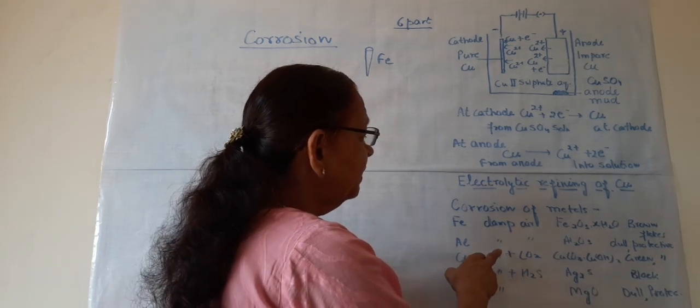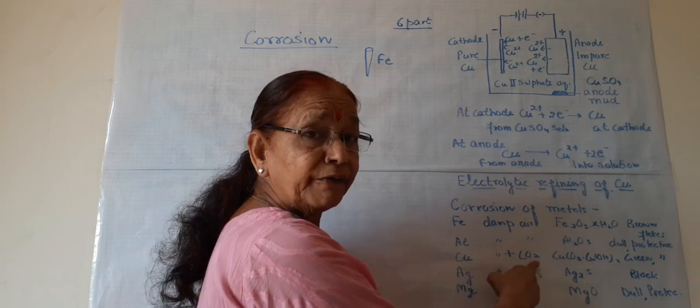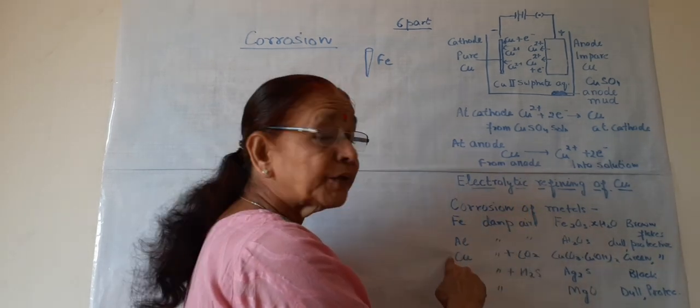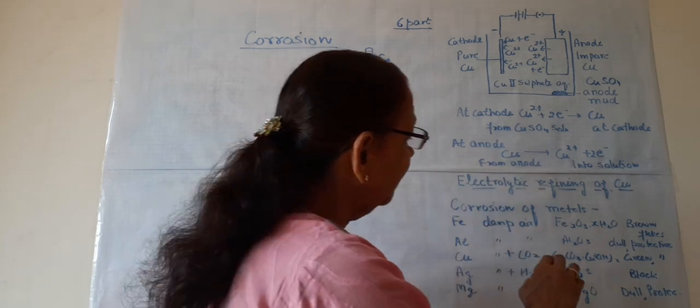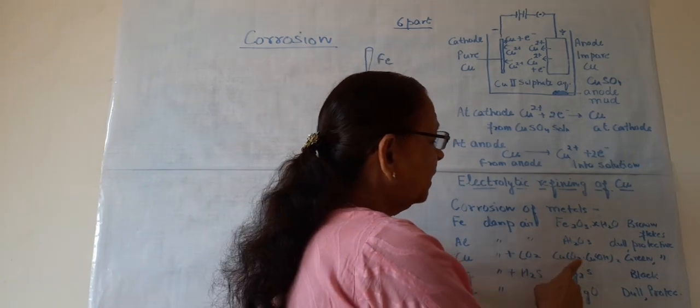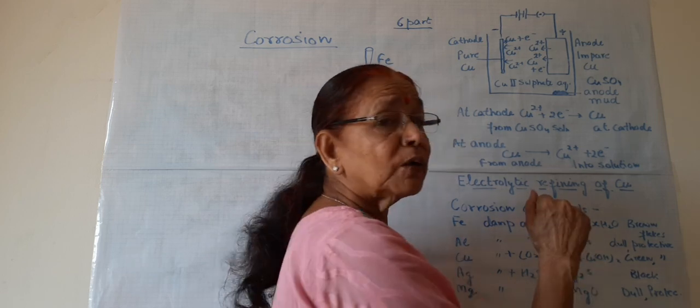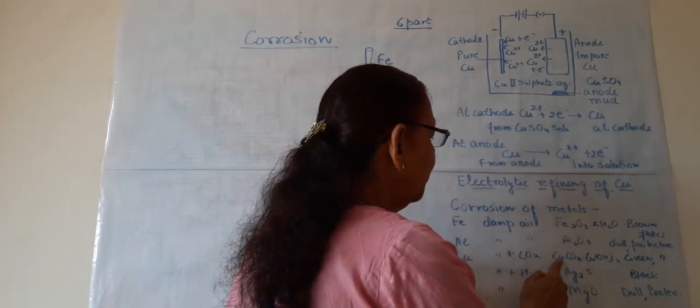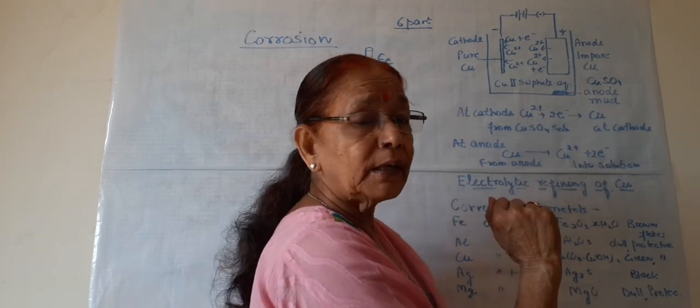Copper reacts with carbon dioxide of air. When carbon dioxide and water both react with the surface of the copper metal, what forms? Copper carbonate mixed with copper hydroxide. This hydroxide is due to water, carbonate is due to carbon dioxide.